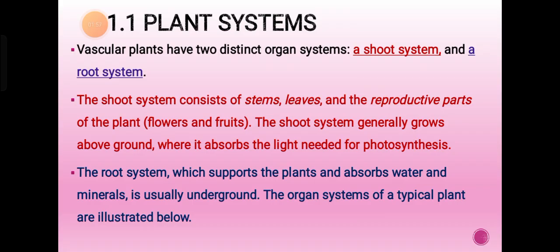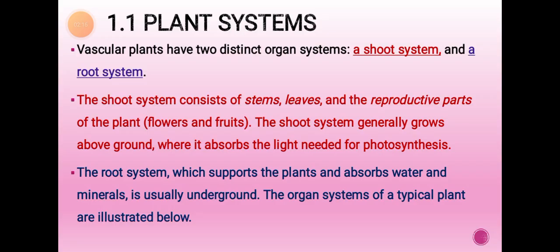Now what are these two systems? We are going to discuss these two systems in detail. First of all, we have the shoot system. The shoot system consists of stems, leaves, and the reproductive parts of a plant like flowers, fruits, and seeds. These are all present in the shoot system.